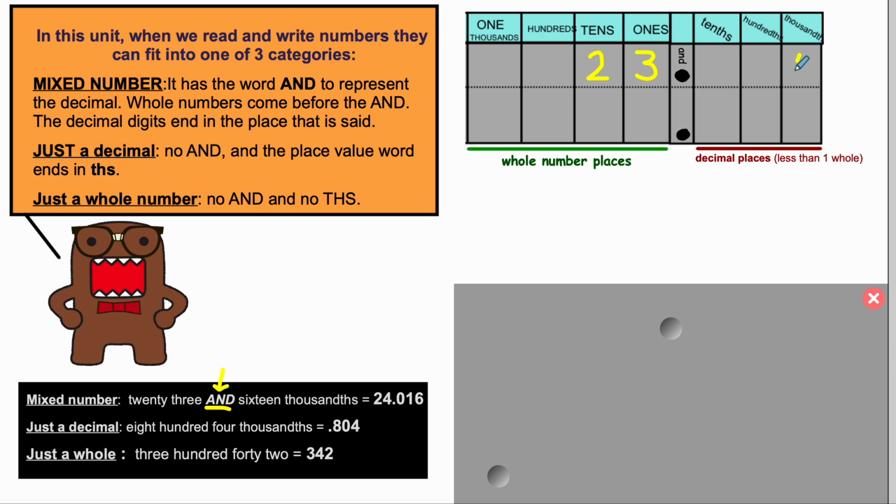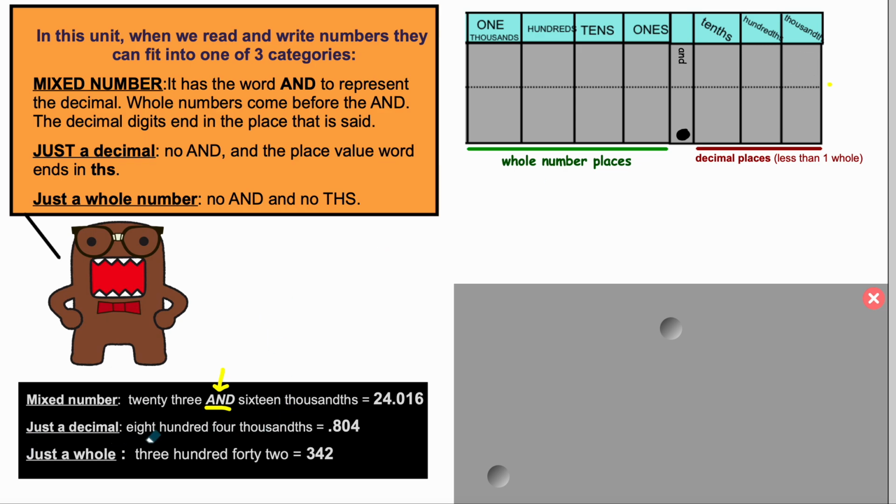So I'm going to work backwards. That's 16. 16 what? 16 thousandths. We have to put a 0 here to bump those digits to the right. So this is how you write 23 and 16 thousandths. Mixed number has the word "and."